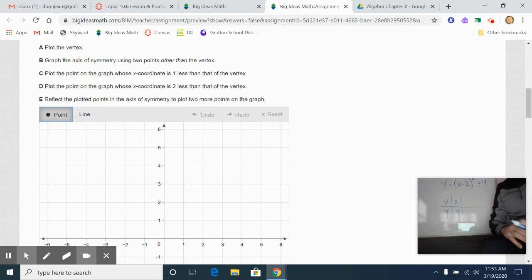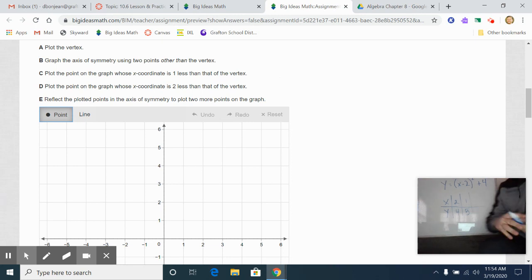Now part C is where it gets a little confusing. Part C says, plot the point on the graph whose x-coordinate is less than that of the vertex. Guys, they mean to take a number that's 1 less than this, which would be, in my case, 1, and they want us to plug that in and find what comes out for y. So 1 minus 2 is -1. -1 squared is +1. Plus 4 gives me 5. So the point we would plot for part C is this one right here.